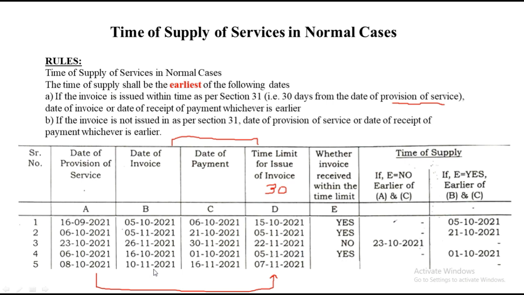Last one, date of invoice is October 11 and the time limit is 10th November and 7th November. So it is after. So it hasn't been put within the limit, so no. So date of provision and date of payment, whichever is earlier, will be your time of supply. So we have 8th October and 16th November. So 8th October will be my final answer.